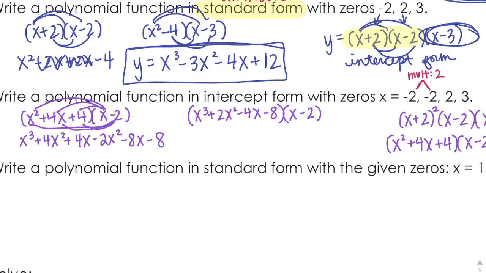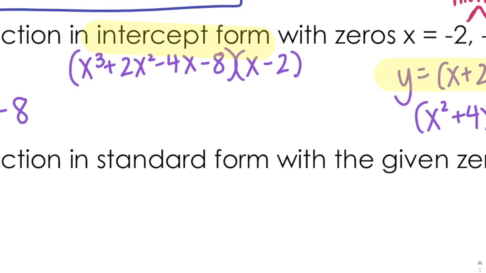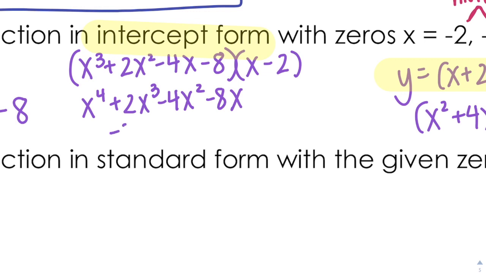Okay, now notice it says intercept form. So you could have just stopped right here and left it at that. But if it said standard form, you would have to distribute it. And just because I didn't catch that and we're already here, we're just going to keep going. So x cubed times x is x to the fourth plus 2x cubed minus 4x squared minus 8x. And when I distribute the negative 2, I get negative 2x cubed minus 4x squared plus 8x minus 8.